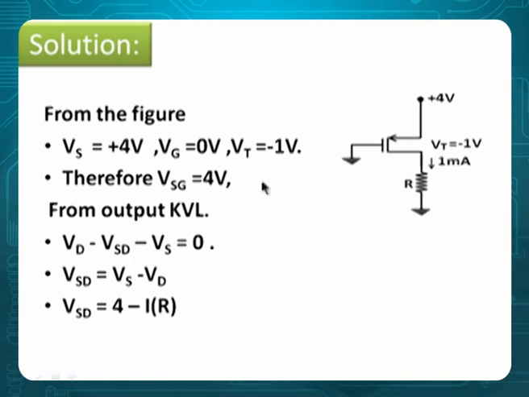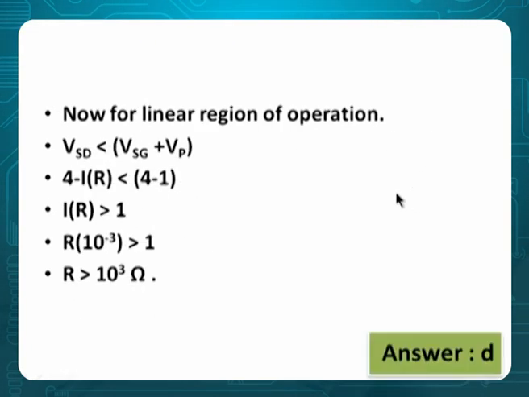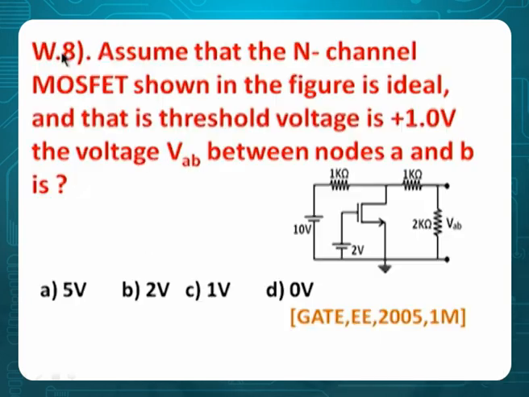So when you go for the output KVL, VDD minus VSD minus VS, where VSD, the source to drain voltage, is equal to VS minus VD. So 4 minus IR, because there is a resistor here, I into R. Now if you substitute in the linear region, 4 minus IR is less than or equal to VSG minus VT, and then you will get the value of R as 1000. So when you say greater than 1000, you can say the answer is D. Problem number 8.